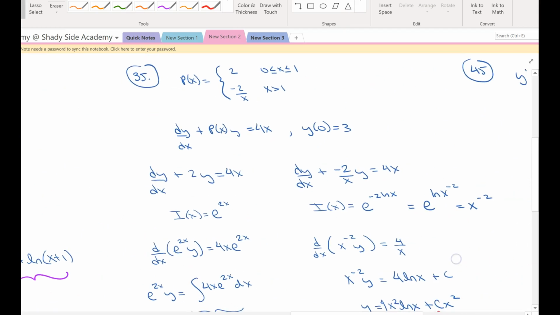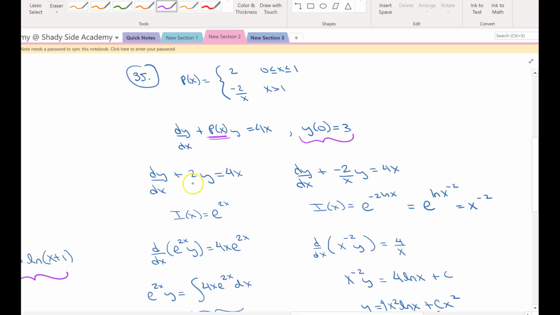Okay. 35 says, and I was going to do 45, but I think it's fairly straightforward now that I looked at it. So 35 says, here is some p of x, some function, it's a piecewise defined function. And you're asked to, I think, solve this differential equation where p of x is taking the place of this function of x right here, and given this initial value y of 0 equals 3.